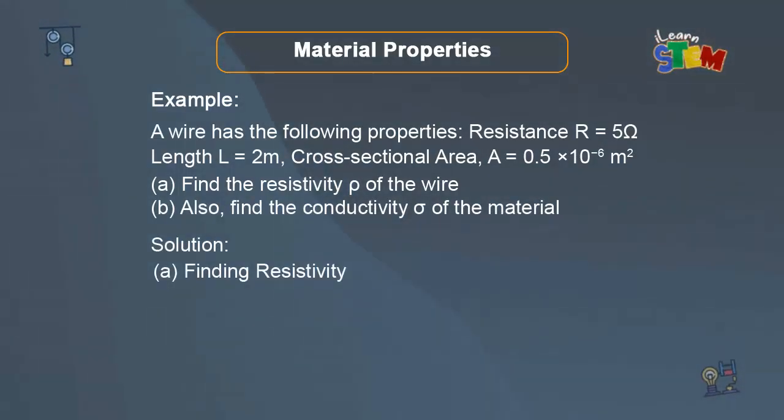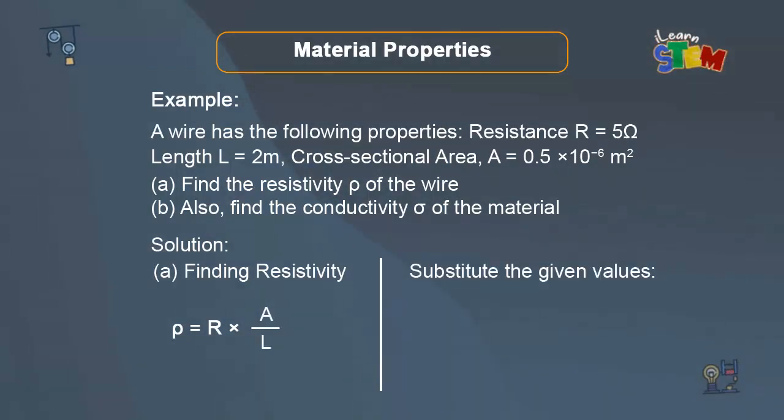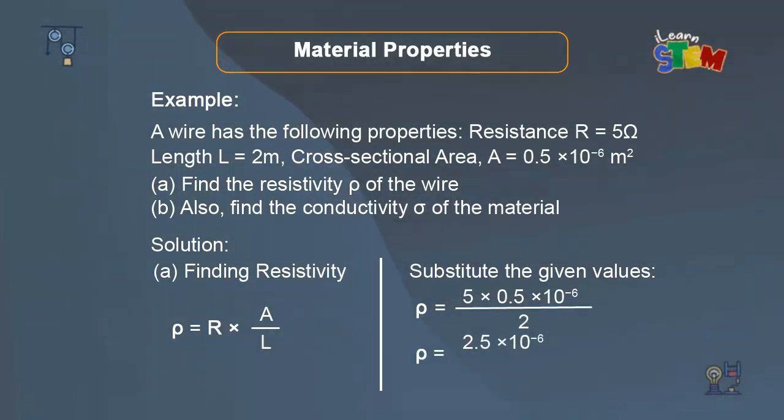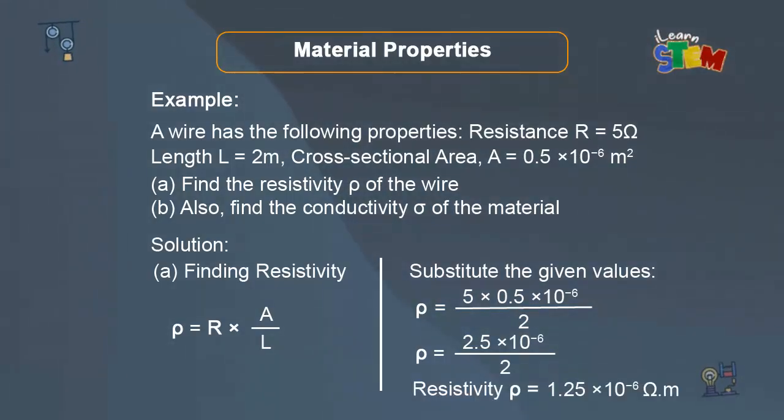Let's begin with resistivity. The formula for resistivity, ρ, is resistance multiplied by area, divided by length. Substituting the given values, ρ equals 5 multiplied by 0.5 times 10 to the power of negative 6, divided by 2. That gives us 2.5 times 10 to the power of negative 6, divided by 2, which equals 1.25 times 10 to the power of negative 6 ohm meters. That's the resistivity of the wire.